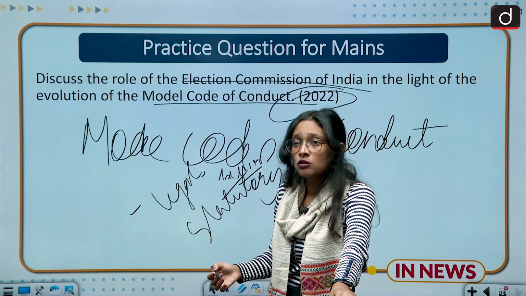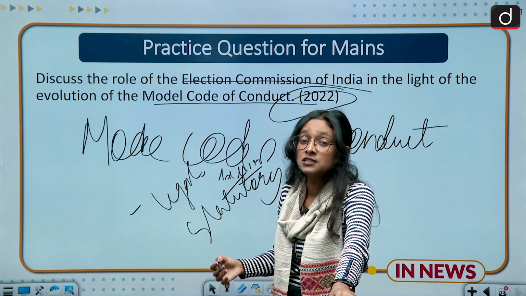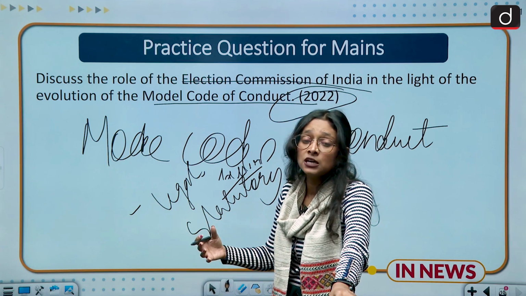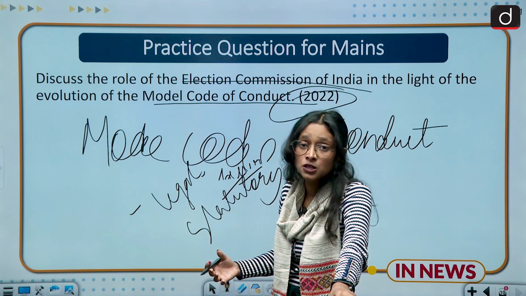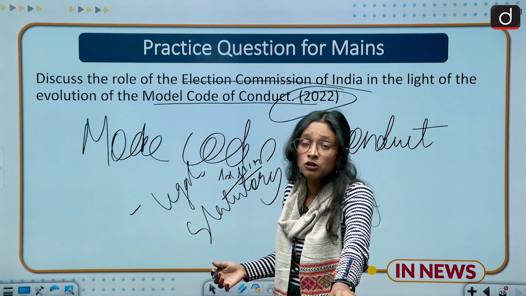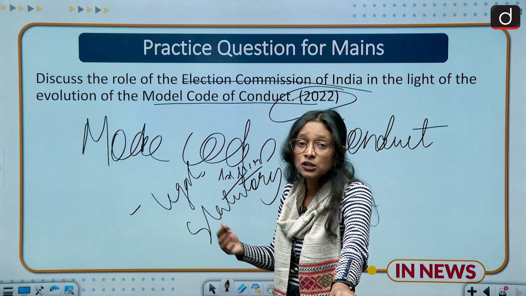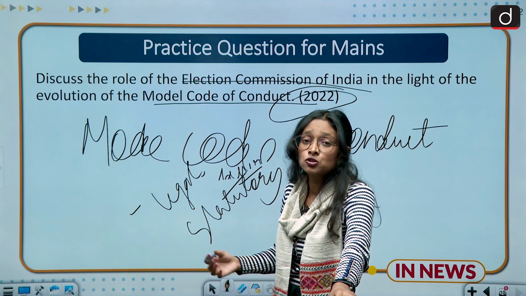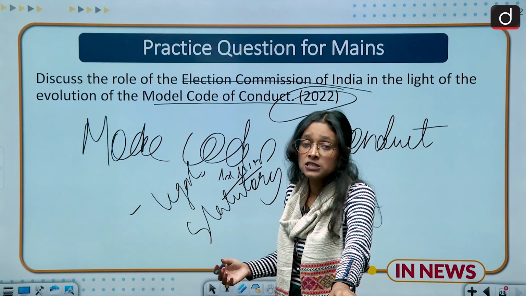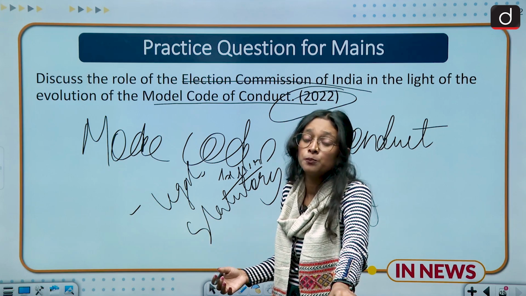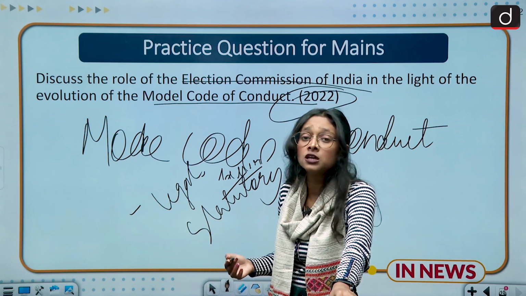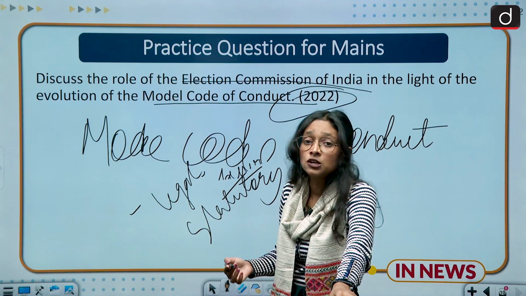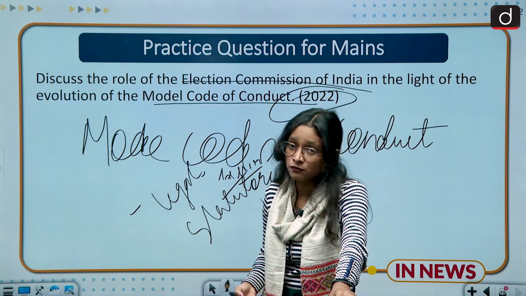At the end, you can write a conclusion like this: despite having challenges, the model code of conduct is proving very instrumental for the maintenance of democracy and the electoral system of this country. India being a vast country with the largest number of population, we can still see a successful conduct of various elections. This shows that we are becoming a good democracy and strengthening our electoral system. But we should also take care of other challenges related to the Election Commission of India and the model code of conduct in order to conduct free and fair elections in this country.